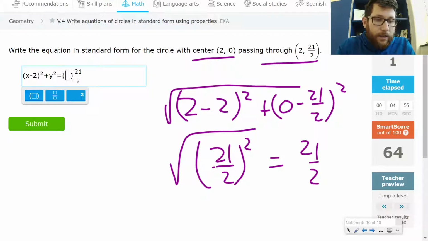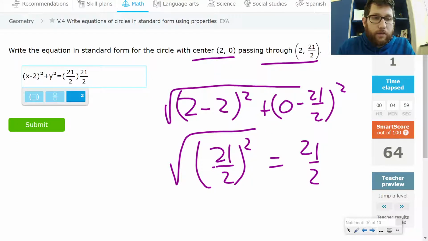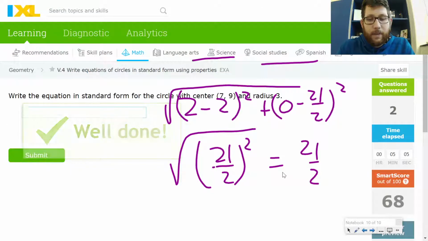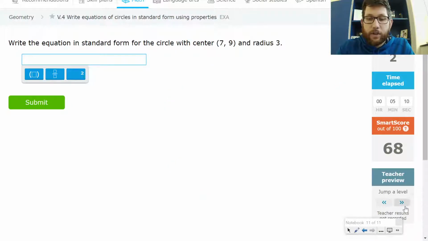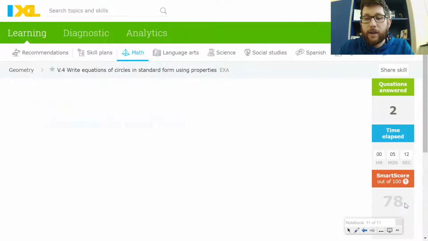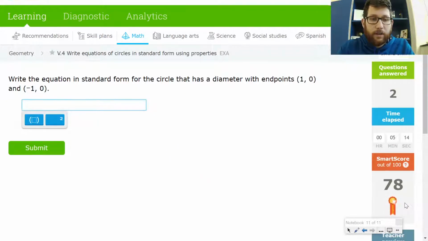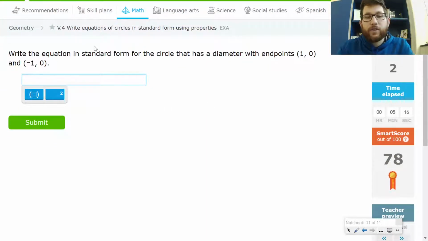All right, so let's put this in parentheses. 21 over 2. We'll backspace this. All right, and we'll just go ahead and square that, and let's see if they like that. Yep, that'll work, okay? So just be on the lookout. Sometimes they try to get a little bit tricky. You can use your distance formula to find the radius. Let's see if there's any particularly harder ones. Okay, yeah, let's look at one like this.